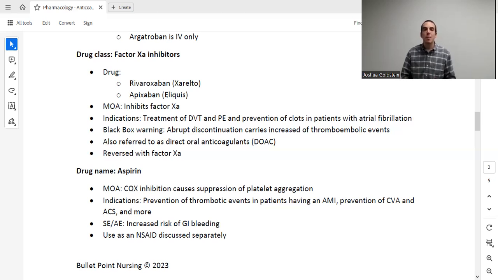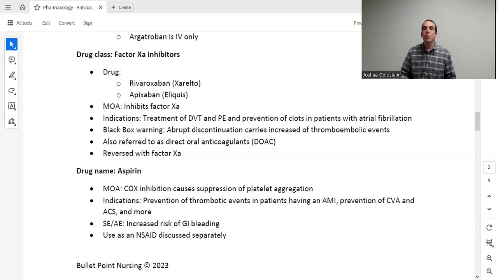This does have the same black box warning as the last one, that an abrupt discontinuation can cause clots, and this is also referred to as a DOAC. These drugs do have a reversal agent, and that is factor Xa. Again, that makes sense. If it's a factor Xa inhibitor, if I give you factor Xa, then I'm able to reverse it.